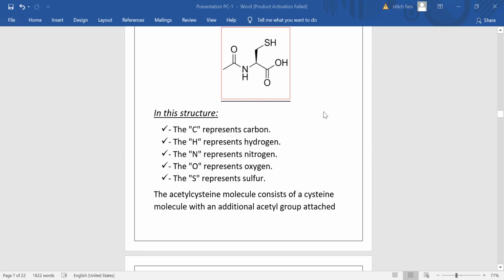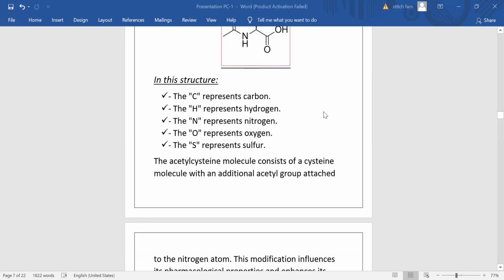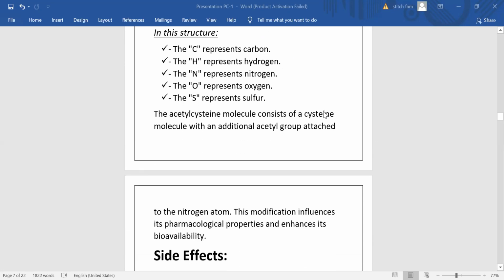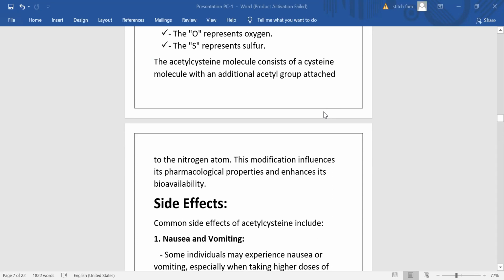In this structure, the C represents carbon, the H represents hydrogen, the N represents nitrogen, the O represents oxygen, and the S represents sulfur. The acetylcysteine molecule consists of a cysteine molecule with an additional acetyl group attached to the nitrogen atom. This modification influences its pharmacological properties and enhances its bioavailability.